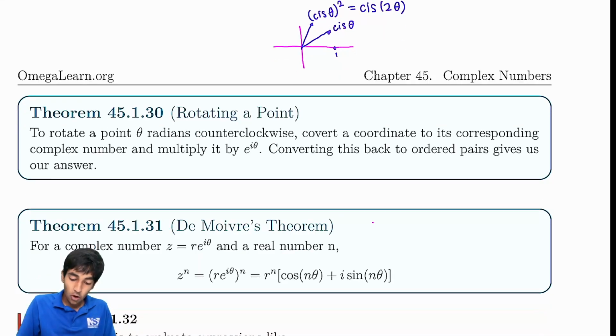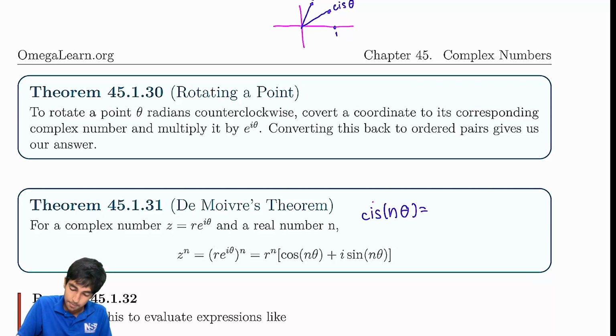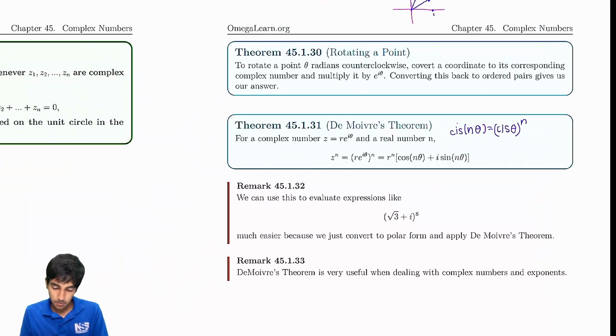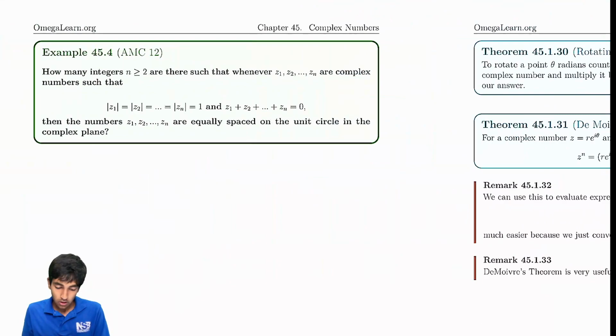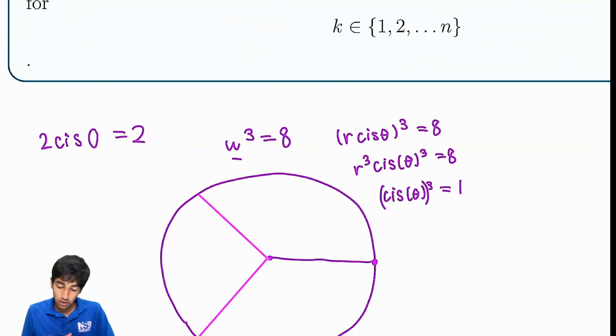So it turns out if you rotate it n times by cis theta, it's the same as rotating it 1 time by cis of n theta. And that gives us this. It looks a little daunting, but all it's saying is this. That's as simple as that. We'll recap that again in detail, but for now, back to roots of unity.